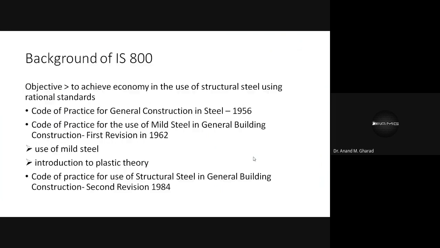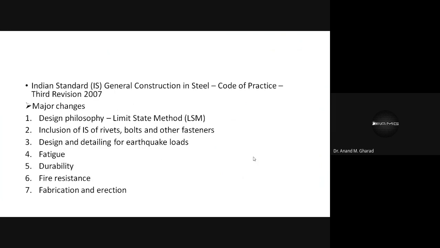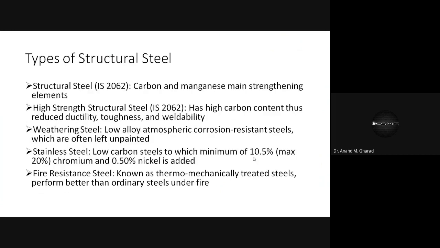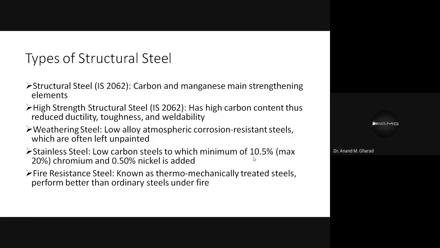So you can see the first IS 800, which was introduced in 1956, then was revised in 1962, then in 1984, and the latest version is 2007. The major changes were also made known to you. Slowly we will go into the details of the major changes, whatever are written over here.